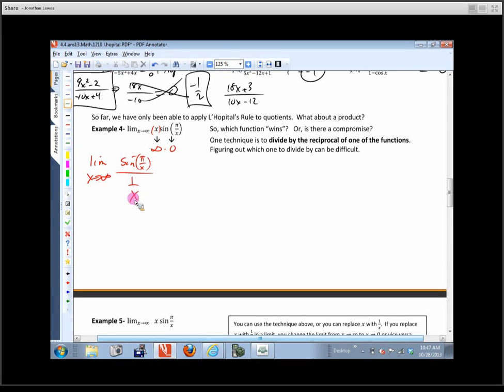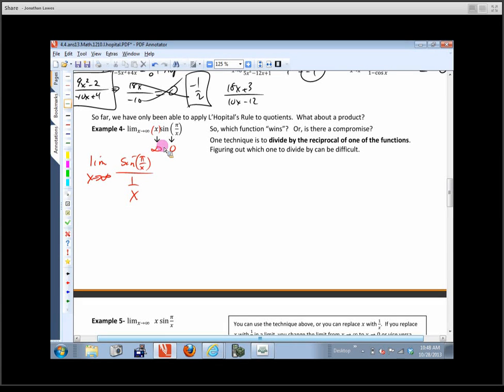Now, this is a perfectly good technique. It works. Sometimes figuring out what function you need to divide by, sometimes that's a pain in the butt. Like maybe you should have divided by 1 over sine of pi over x. Maybe that would be the right technique there. Maybe that would lead you quickly to the right answer. Okay? It wouldn't, but how would you know that without some practice?